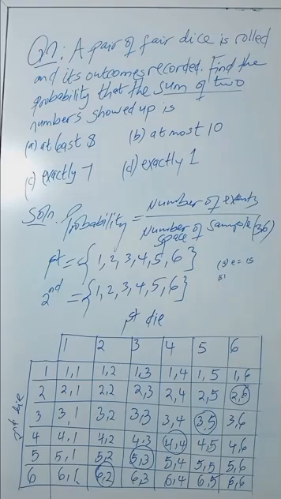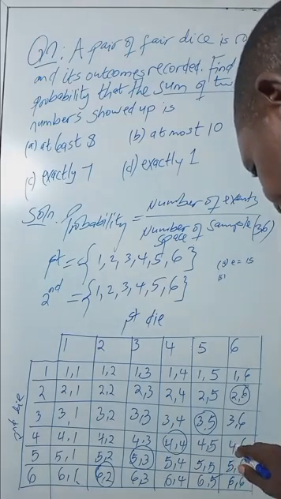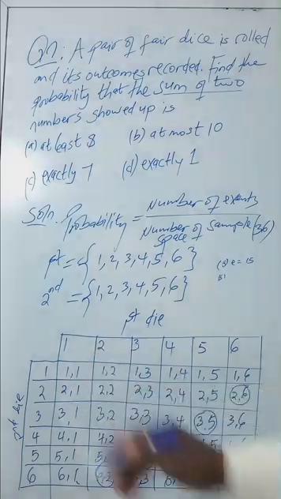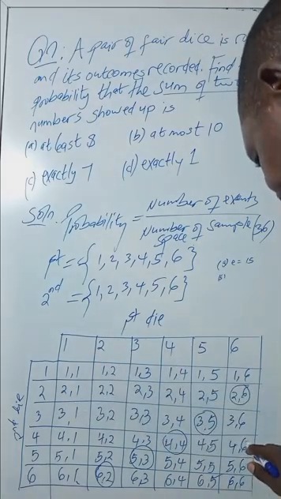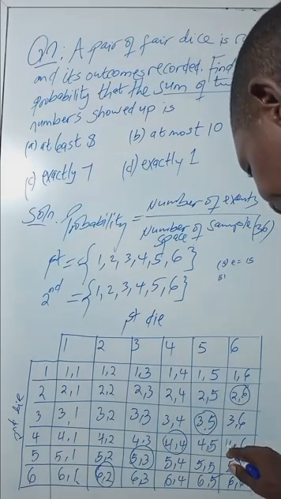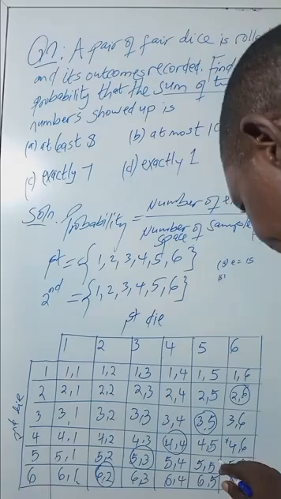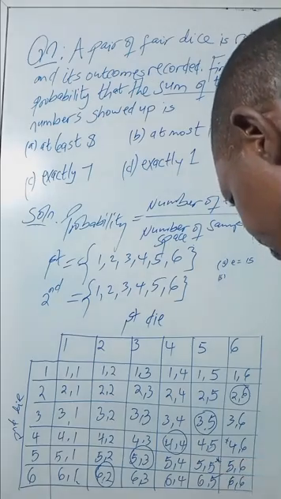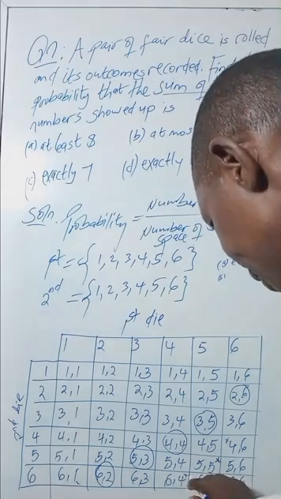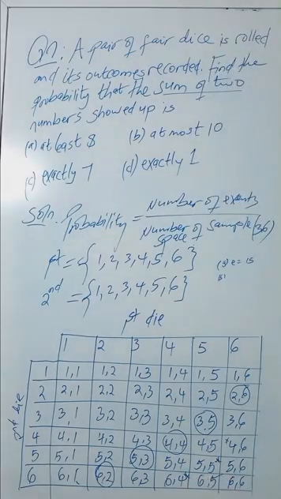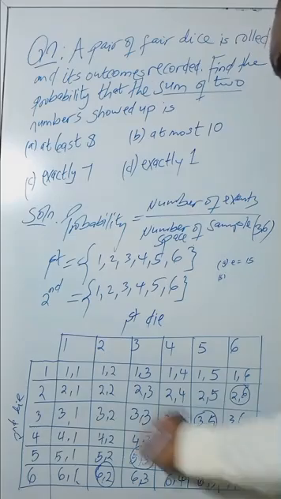For part B, at most 10. Where do we get our 10? Our 10s are these ones. Remember, at most means from 10 going downward. So we have this, then we have this, that is 10. Then we have another one that also gives us 10. At most 10 is from this diagonal going that side.